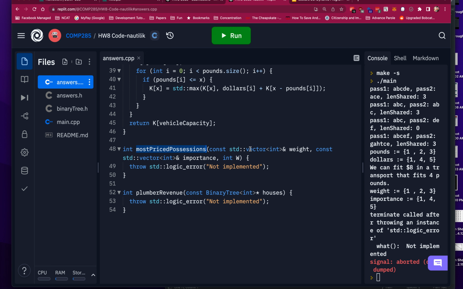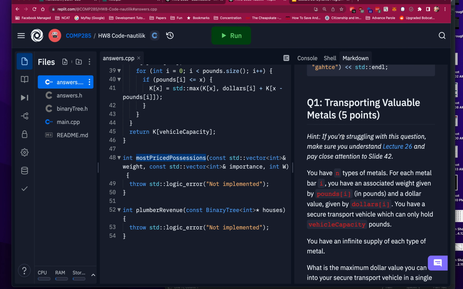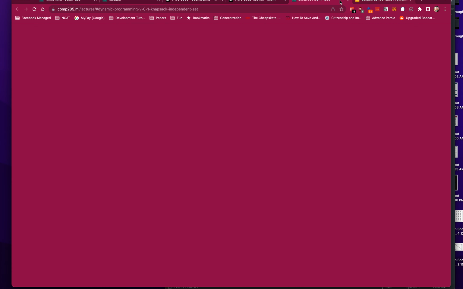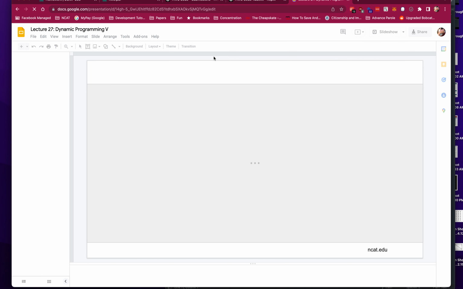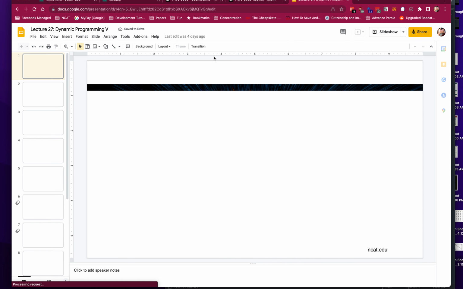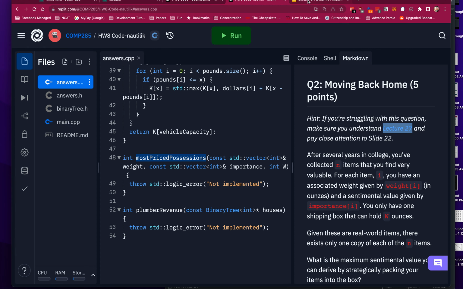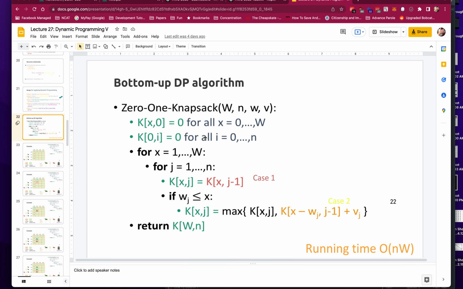The next one, most price per session. So again, I give you a hint in the README, so I encourage you to take a look at that. Lecture 27 is one you look at, and you want to look at slide 22. So again, this is basically an implementation of bounded knapsack. So this is where we can't take multiple copies of the same item, where you can actually only take one copy of each item. So you want to scroll down to slide 22. Right here, you're looking at this pseudocode, and that's what you're trying to implement.